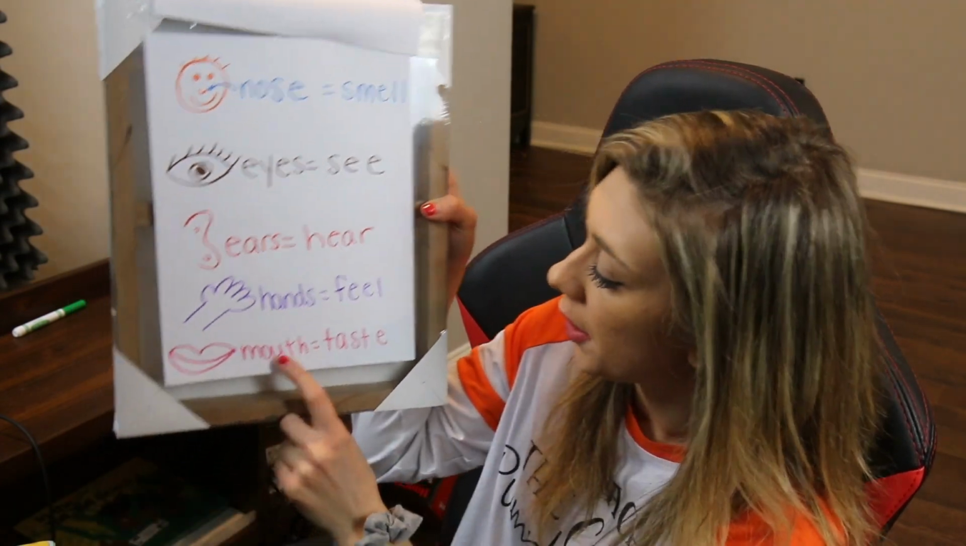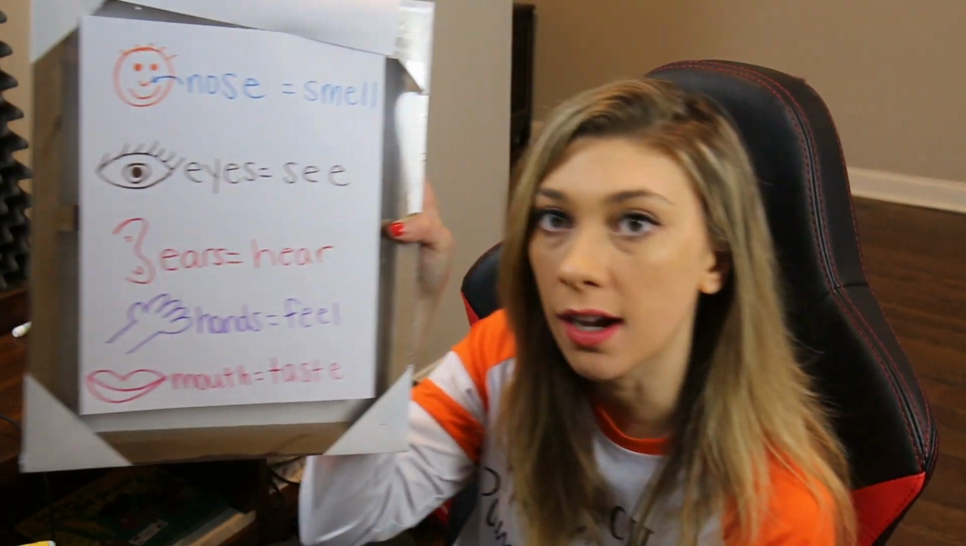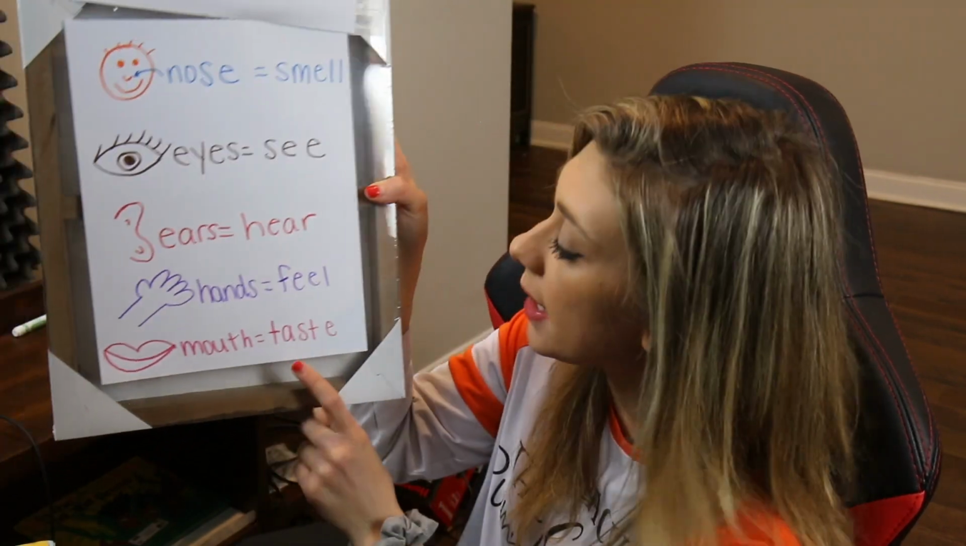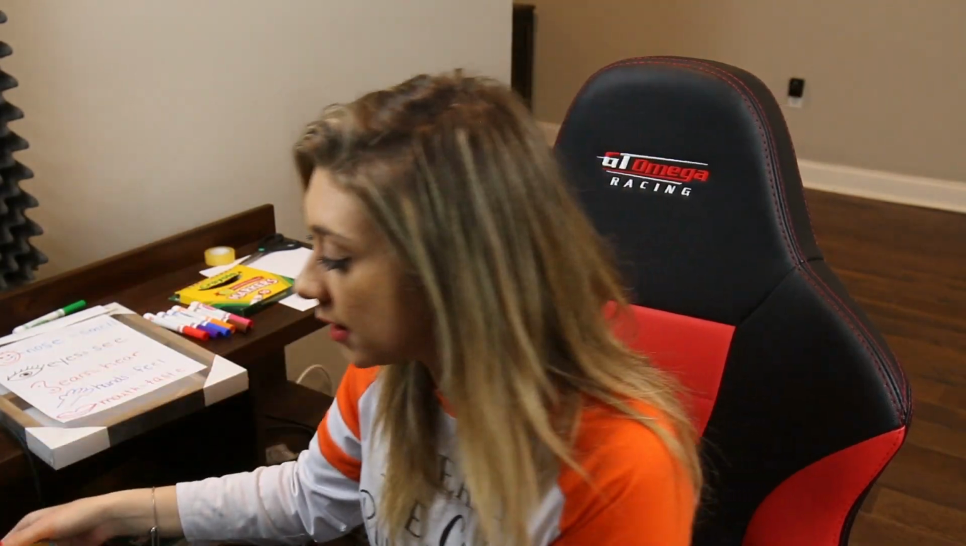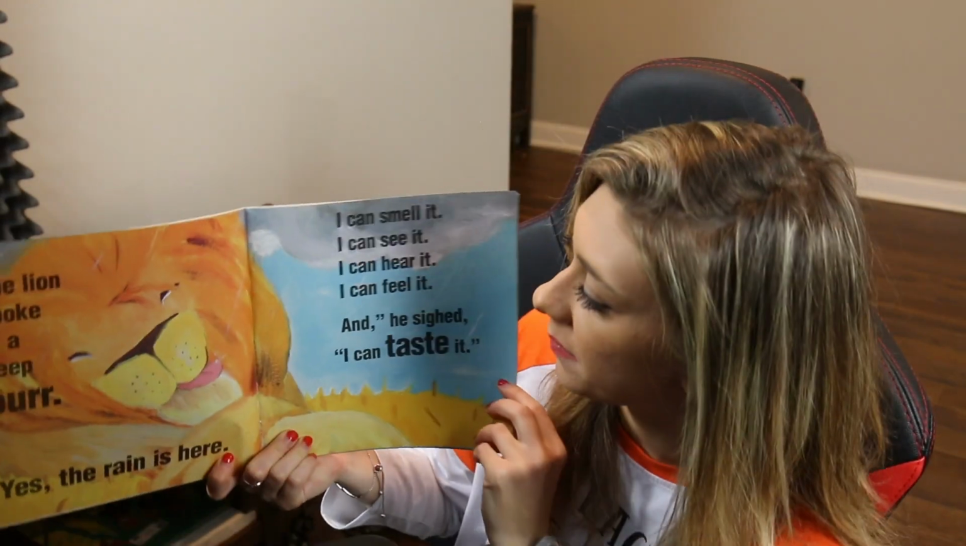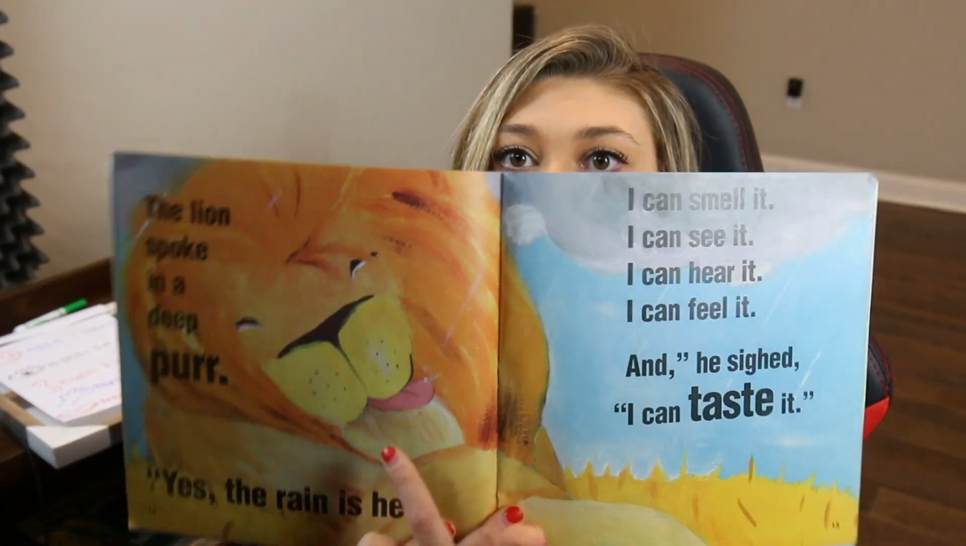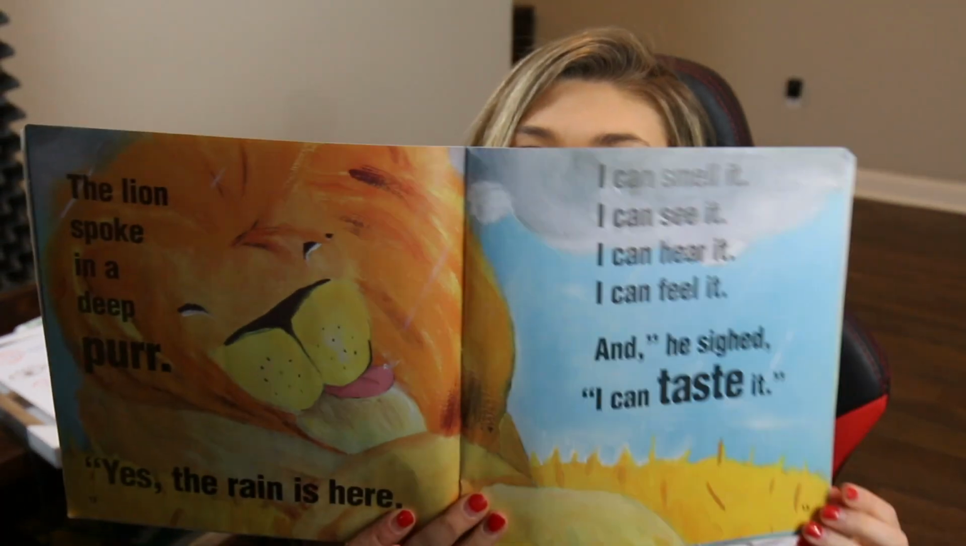Your mouth. You use your mouth and your tongue to taste things. So you can taste ice cream, or you can taste maybe something sour. You can taste all different kinds of things with your mouth and your tongue. So there's a lion, and he's tasting the rain.